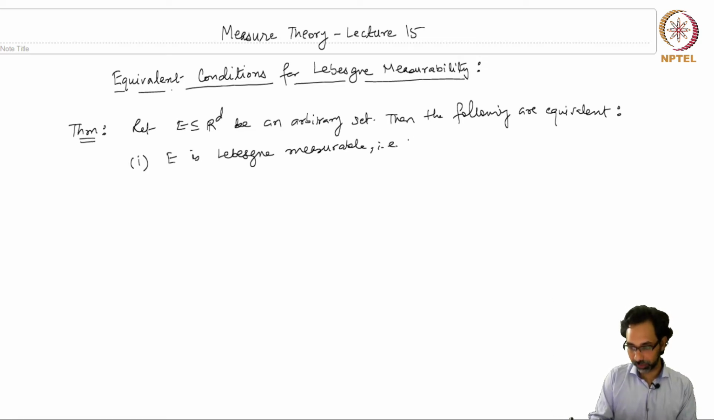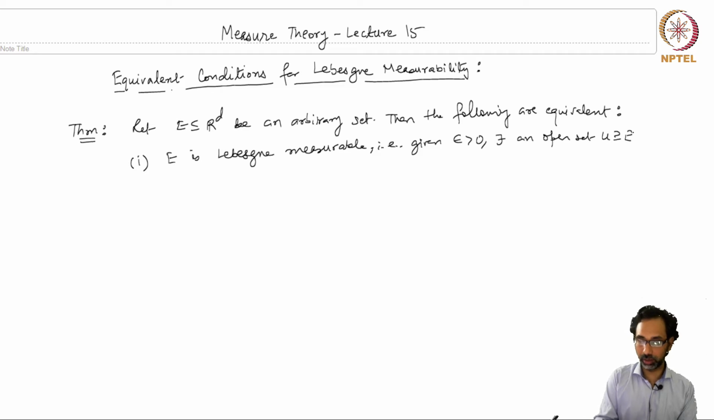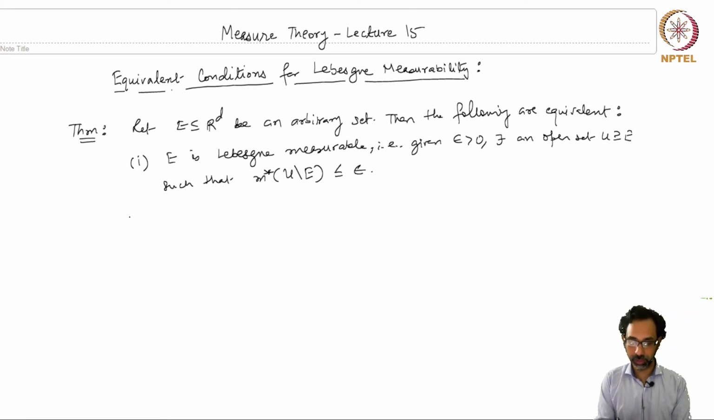Given any epsilon greater than 0, there exists an open set U containing E such that the outer measure of the set difference U minus E is less than or equal to epsilon.